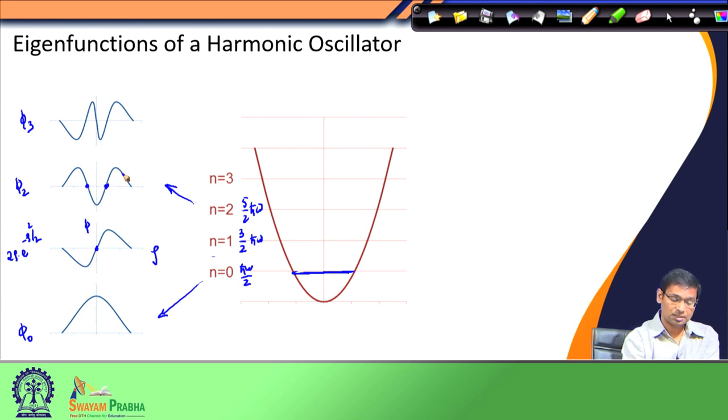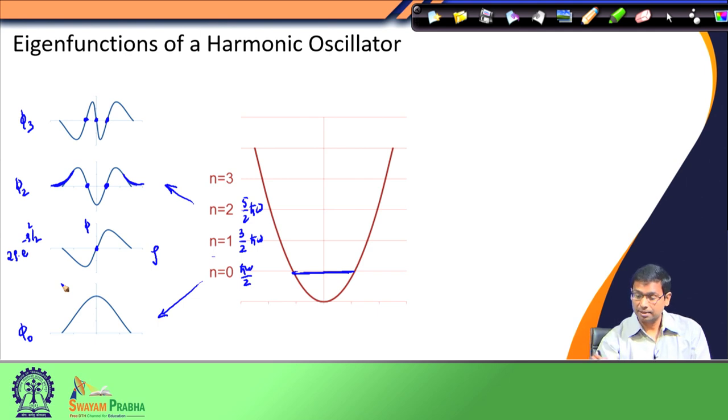Please remember, these values at the tails are actually not nodes; they asymptotically approach 0. At long distance they would actually become 0, but they do not have a nodal structure there. So, these are the two nodal points here, and in the case of phi 3, these are the three nodal points that I see. These are the wave functions.